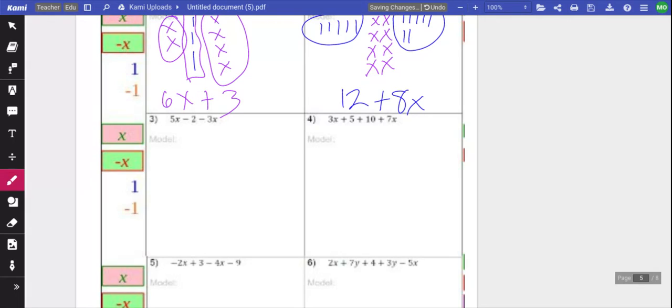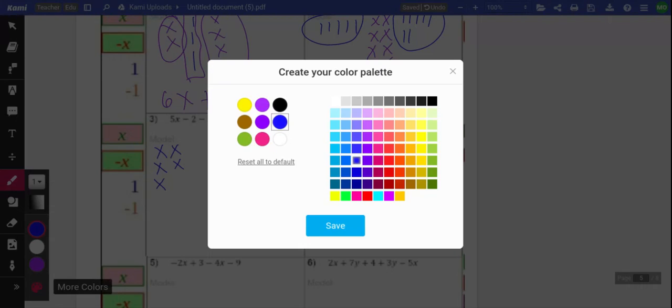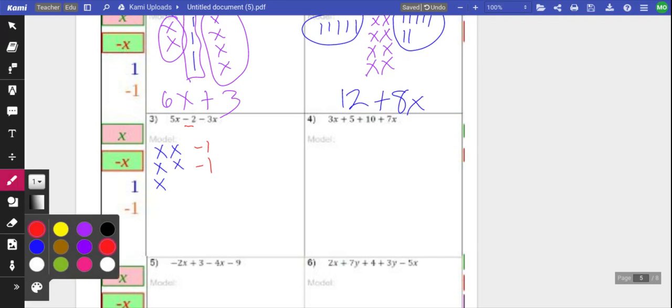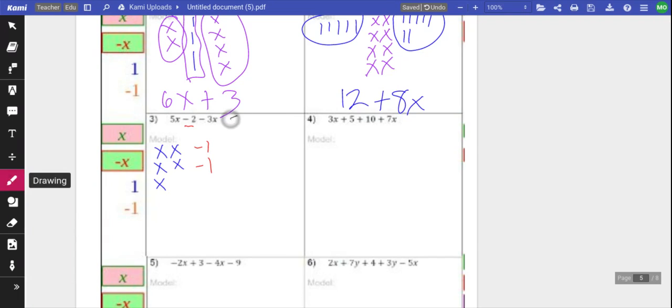Okay, so let's start with number 3. We have a 5x: 1, 2, 3, 4, and a 5. But now we have a negative 2, so let's get some red up on there. Now I have negative 1s. I have 2 of those for my negative 2. If you're subtracting 2, you're taking it away. If I rewrite this by adding the opposite, we could write it as 5x plus negative 2 plus negative 3x. That's how I know that I have some negatives I need to put in here.